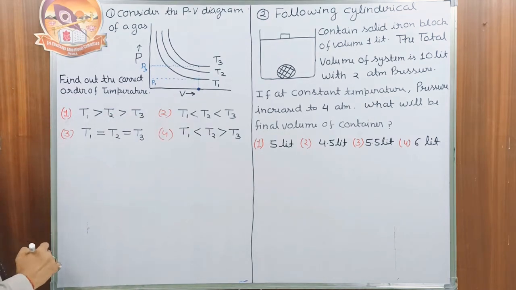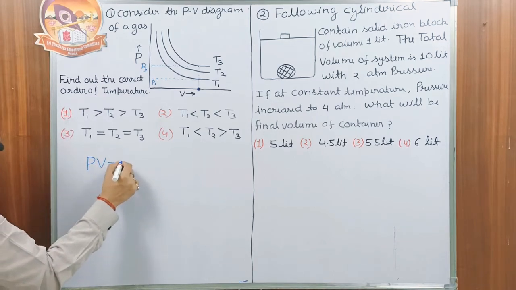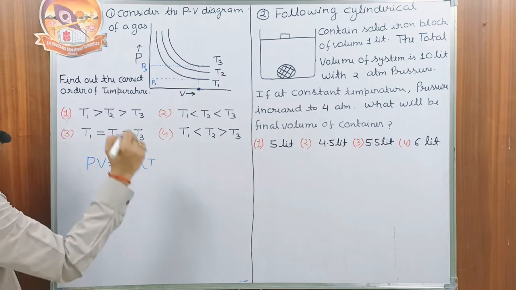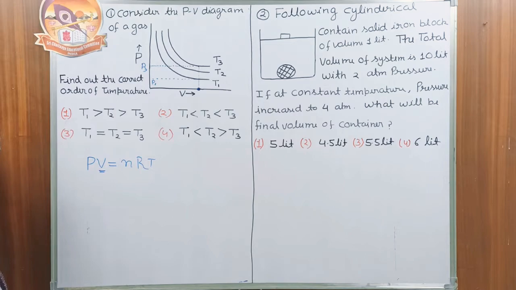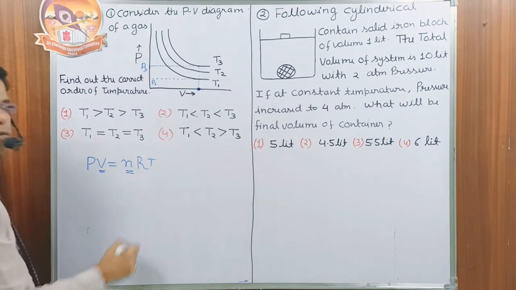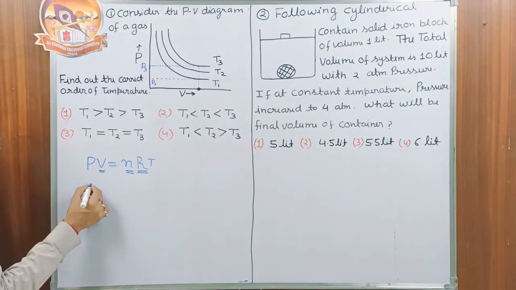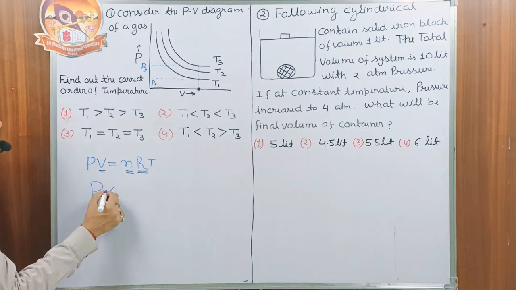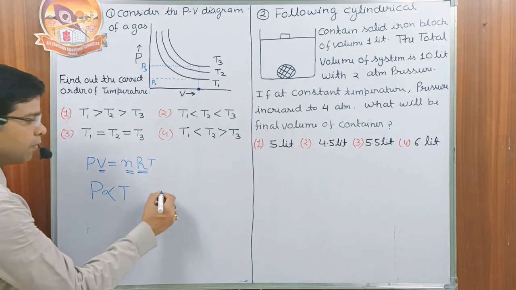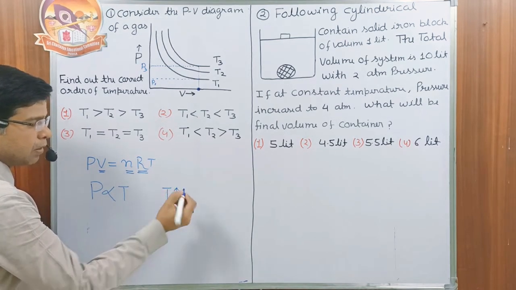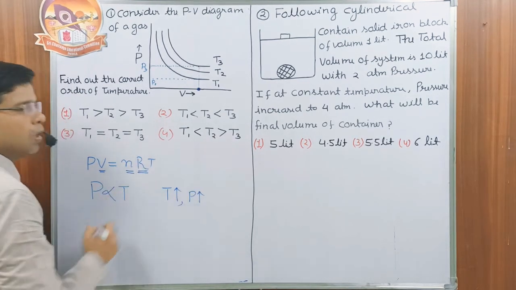Now if I write the ideal gas equation, PV = nRT. On this line the volume is constant, the number of moles is constant, and R is also constant. Then what relationship do we have? P is directly proportional to the temperature. If the temperature is higher, then at the higher temperature the pressure has to be higher.